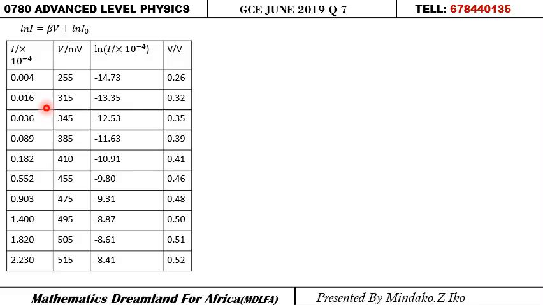So you have negative 14.73. Okay, this is it in two decimal places. Then you do the same here: you take 0.016 times 10 to the minus 4, and then take the ln of that answer. You have negative 13.35. So you do the same right up to this last value here.